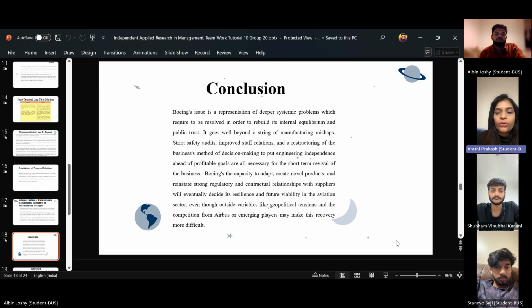The company's focus on short-term profits over long-term safety and quality has deeply affected its credibility and operational stability. Restoring Boeing will require addressing systemic issues such as improving safety oversight, rethinking labor relations, and empowering engineering teams to make independent decisions. However, Boeing's recovery will also be influenced by external factors such as regulatory changes and geopolitical tensions. With the right strategies, Boeing can rebuild, but it will take time, investment, and commitment to long-term cultural change.